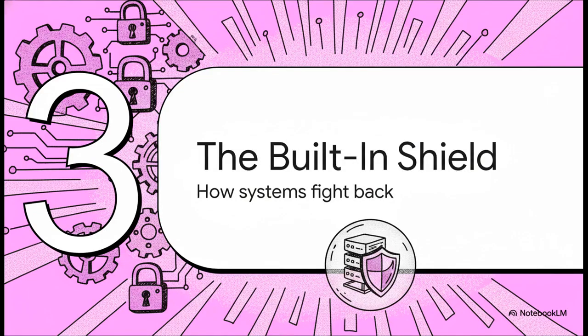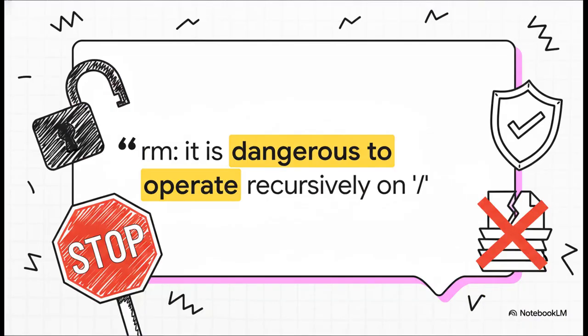Okay, but here's a little twist in the story. If this thing is so unbelievably catastrophic, how come we don't hear about people accidentally wiping out their servers every single day? Well, as it turns out, modern systems have gotten wise to this exact scenario. They actually have a built-in shield. If you were to go and actually try to run this command on a modern Linux system today, you wouldn't see your files vanish. Instead, you'd probably see this exact message pop up. The system itself just stops you cold and says, whoa, hold on. It is dangerous to operate recursively on /. It's basically the computer refusing to carry out a self-destruct order.